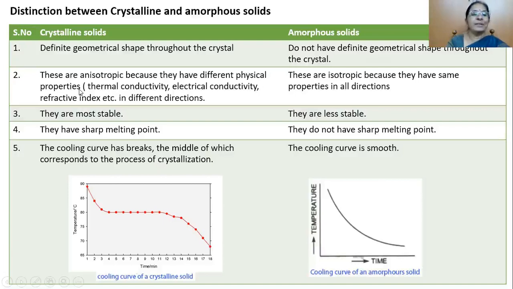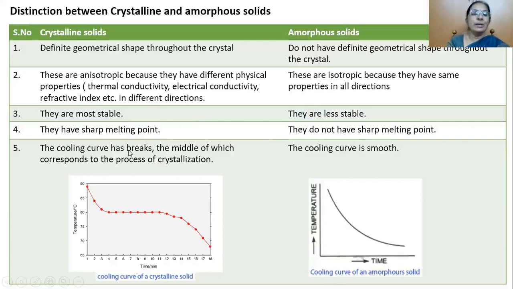different physical properties like thermal conductivity, electrical conductivity, refractive index, etc. in different directions. Whereas amorphous solids are called isotropic because they have the same properties in all directions. Crystalline solids are the most stable solids, whereas amorphous solids are less stable. Crystalline solids have a sharp melting point, whereas amorphous solids do not have a sharp melting point.